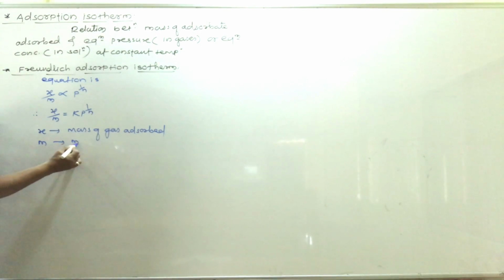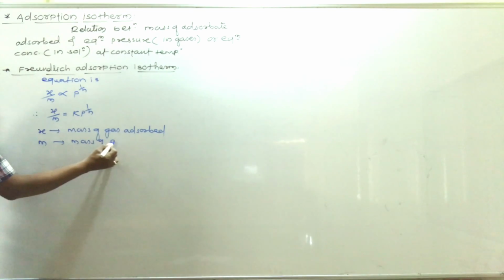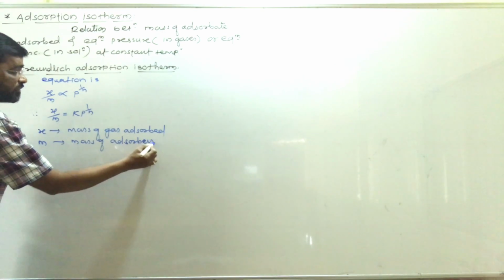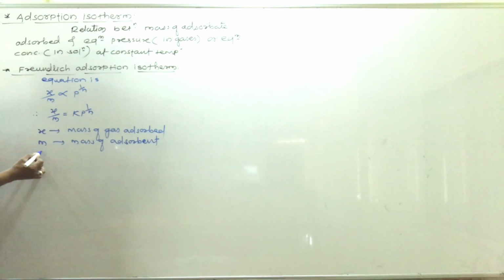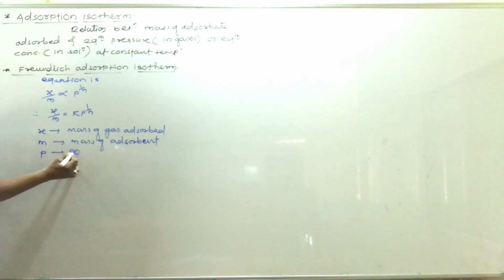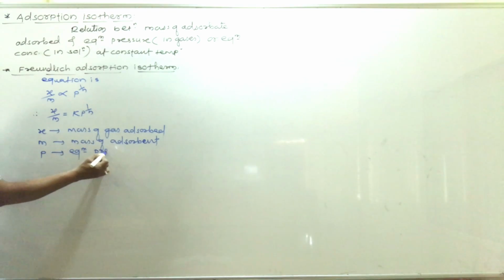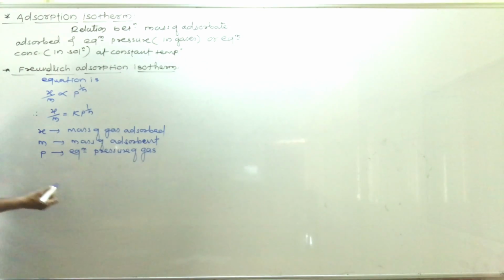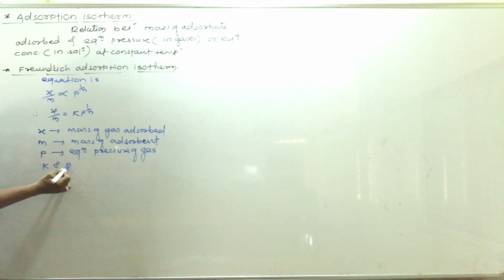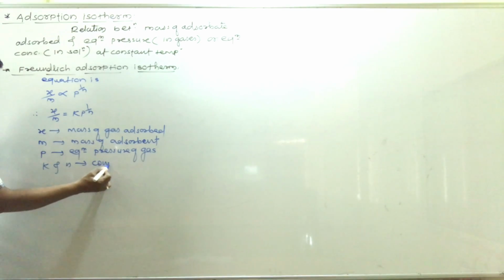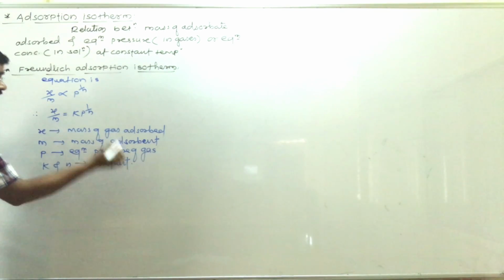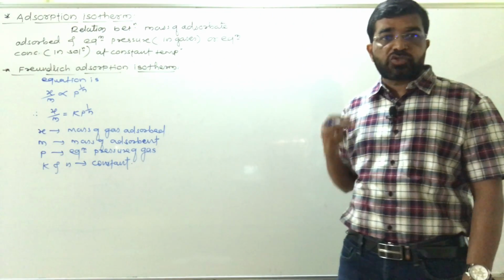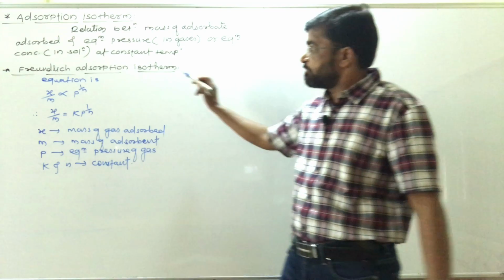m is the mass of adsorbent, p is the equilibrium pressure of gas, and k and n are constants. k and n are constants. That is how Freundlich studied the adsorption isotherm.